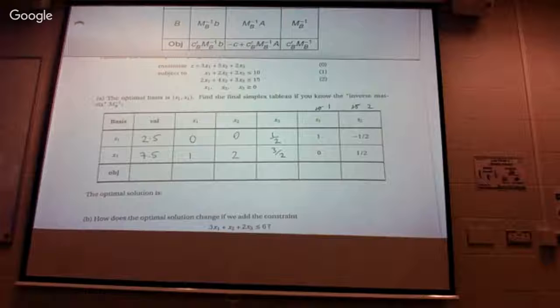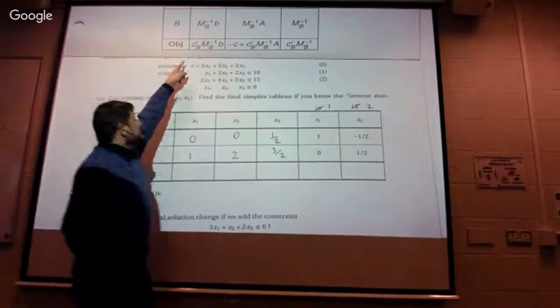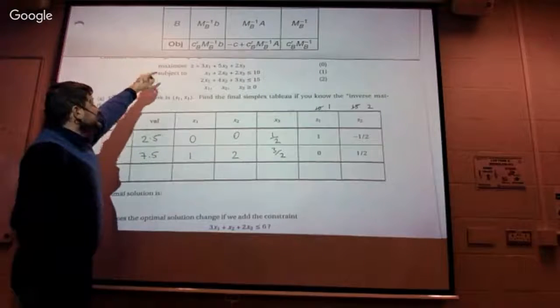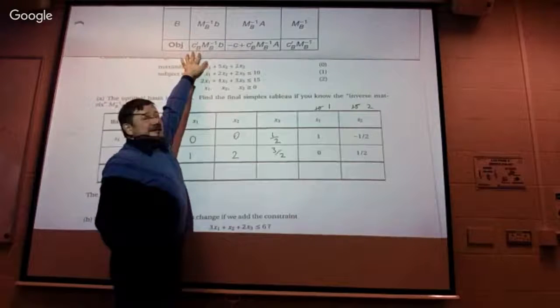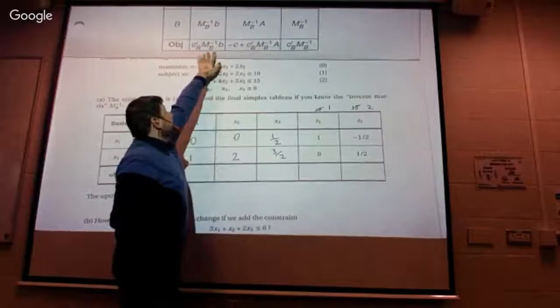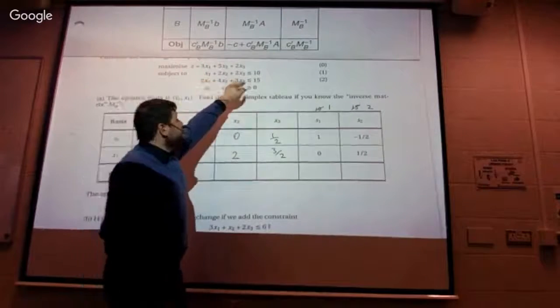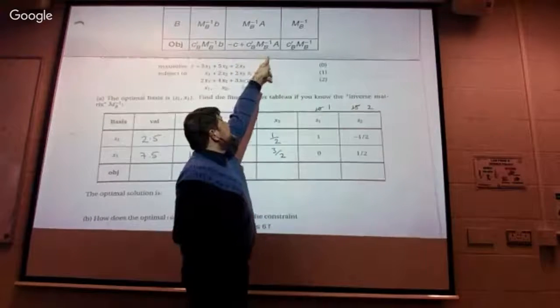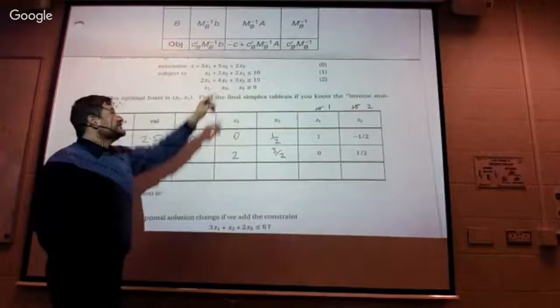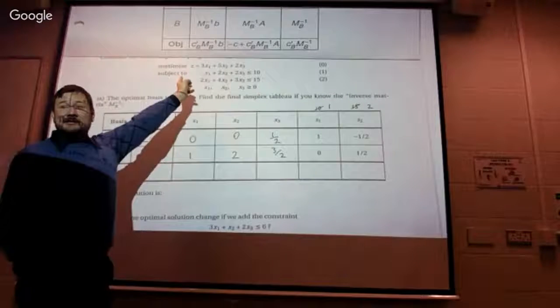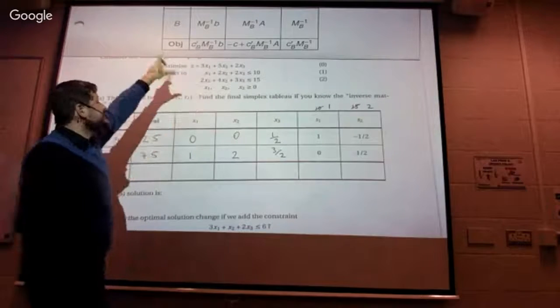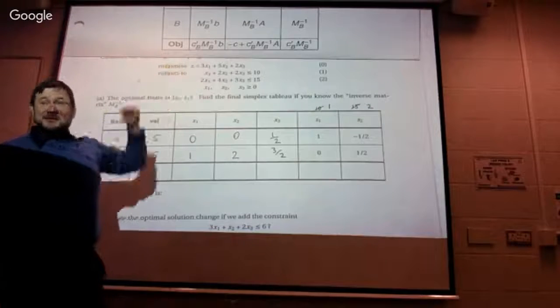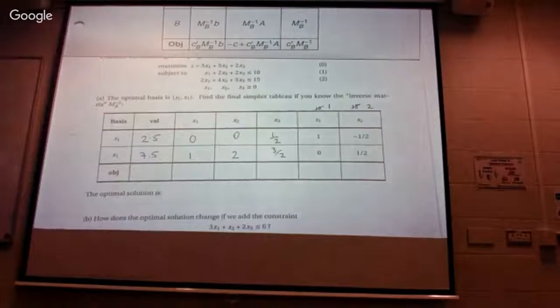Now for the objective, look at this. It's some C dash B times whatever is above, times C dash B times whatever is above, times C dash B times whatever is above. We'll take away C. So the pattern is almost the same everywhere. The C dash B, that's the coefficients in the objective function of the basic variables.